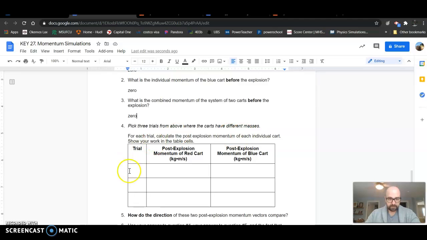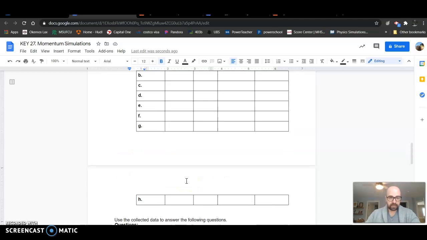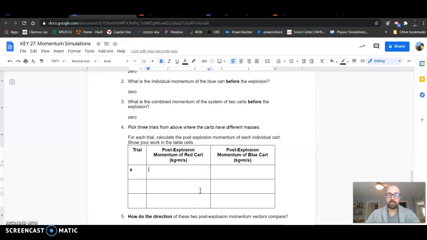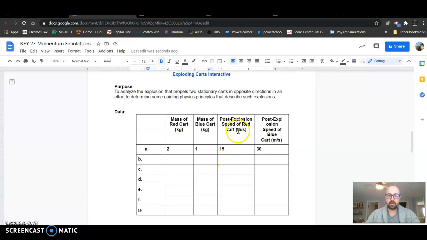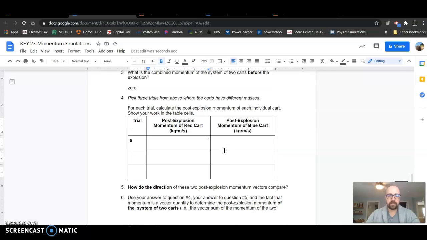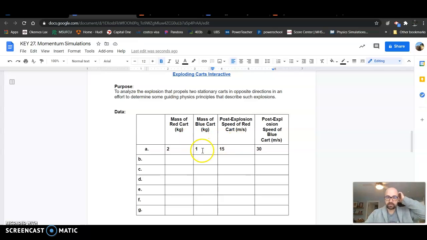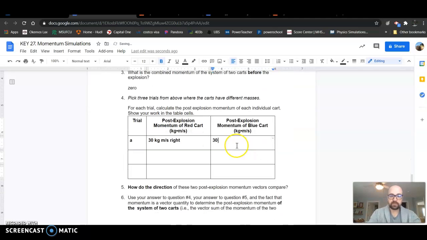So, you pick 3 trials. I'm just picking trial A here, just for our purposes. And post-explosion momentum of the red cart. So how much momentum did the red cart have? Well, the red cart was 2 kilograms going 15 meters per second. So it had 30 kilogram meters per second, and that one moved to the right. And the blue cart, to figure out its momentum, mass times velocity, 1 kilogram, 30 meters per second. So 1 times 30, that was 30 kilogram meters per second to the left.